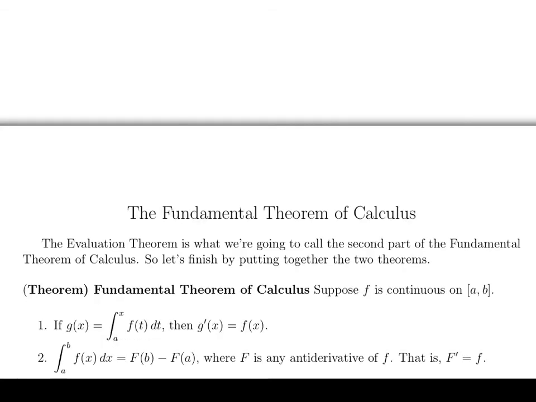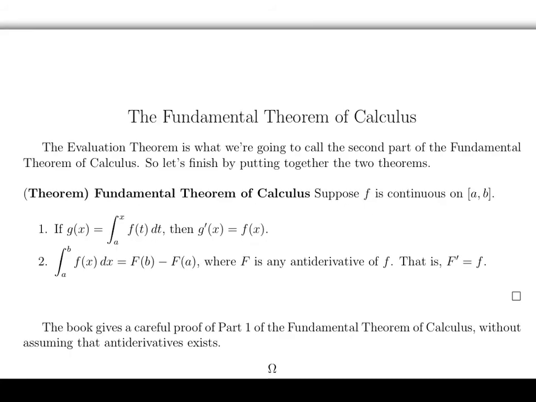Part 2 of the fundamental theorem says that if we want to evaluate a definite integral, we can do so by subtracting F of b minus F of a. That's big F, and big F is any antiderivative of little f. So I'm going to stop calling this the evaluation theorem and just say that it's by the fundamental theorem of calculus.